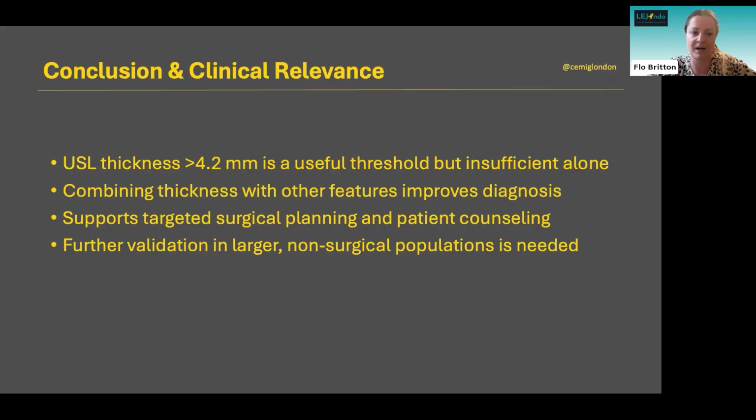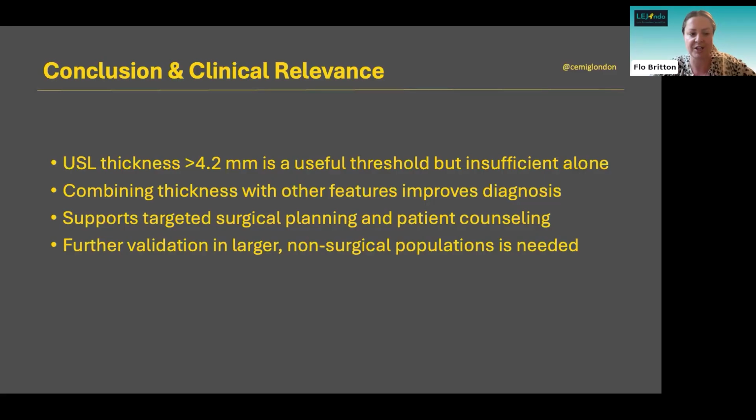The paper does support targeted surgical planning and patient counselling. So if you're able to combine these ultrasound features suggesting USL disease, you may be more inclined to counsel the patient about possible hypogastric nerve involvement, speak to them about potential voiding dysfunction, and the need for intermittent self-catheterization if they are going for surgical resection. But as always, further validation in larger non-surgical populations is needed.